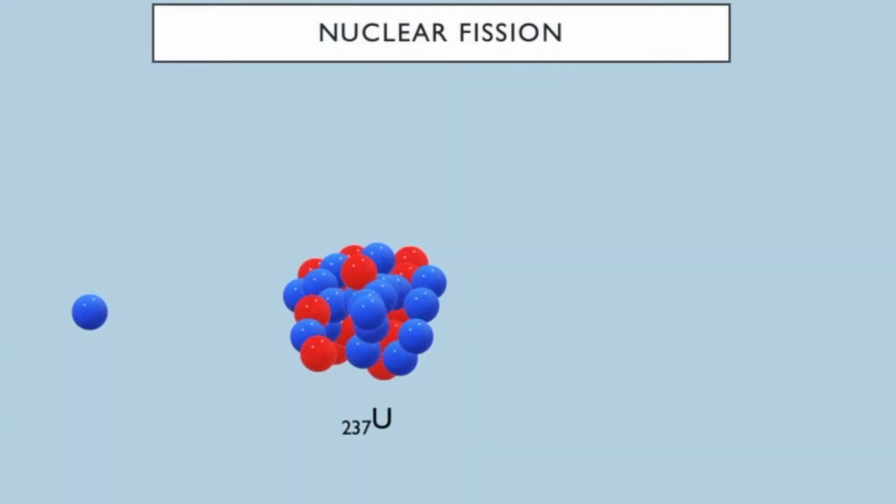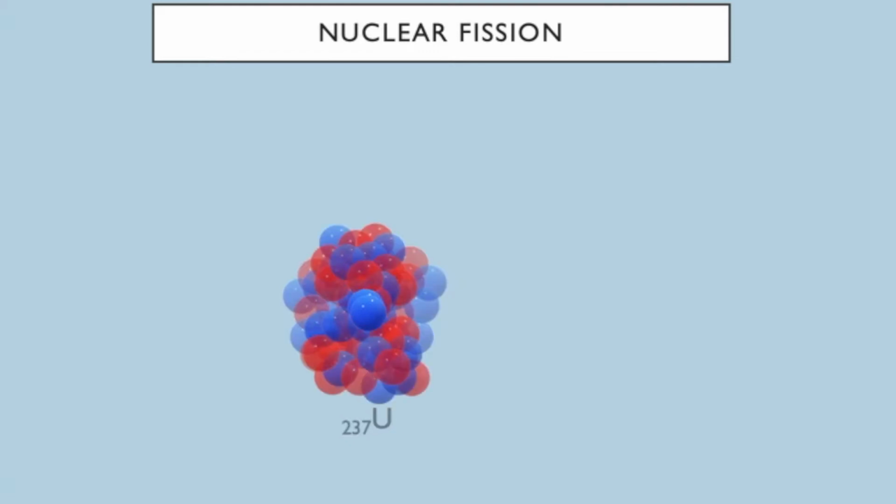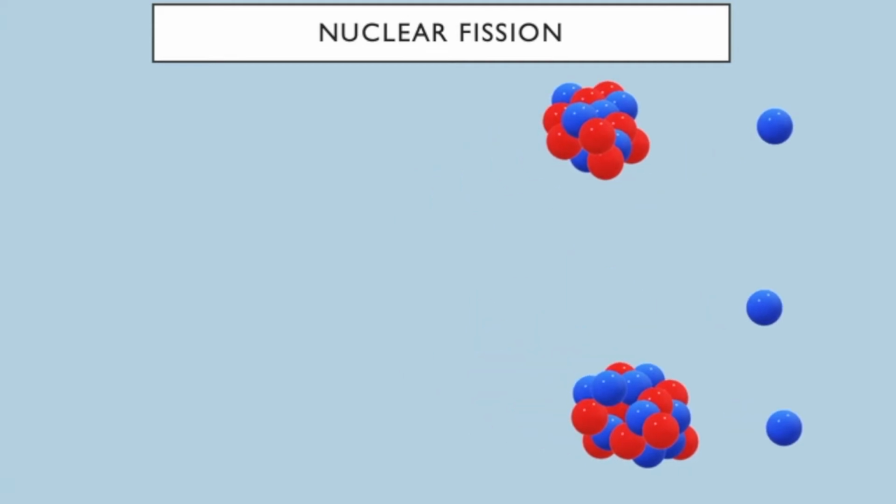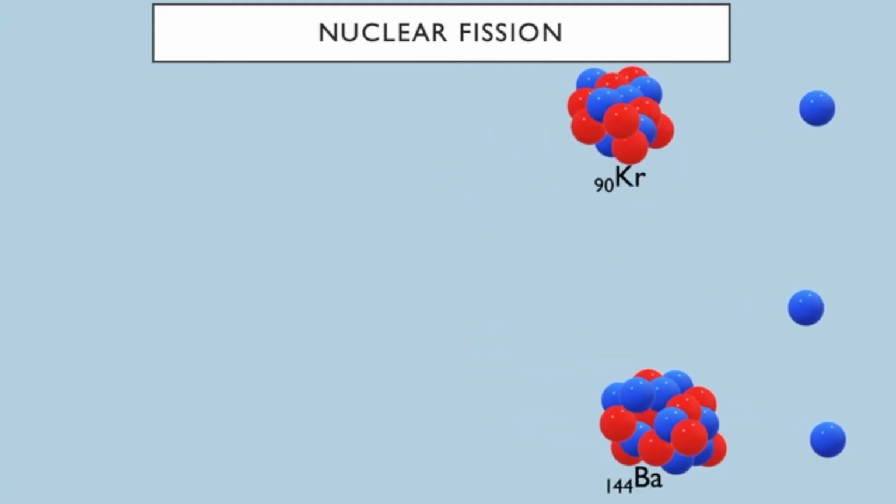Okay, so let me show you a little animation of what happens during nuclear fission. The blue things are neutrons and the red things are protons. We can have different types of uranium that might fission. So here we've got uranium-237. We've got a neutron being absorbed by the nucleus. The nucleus then splits into 2 smaller sections, and 2 or 3 neutrons are also released. The 2 elements that have been produced, the nuclei of these elements, are krypton and barium.